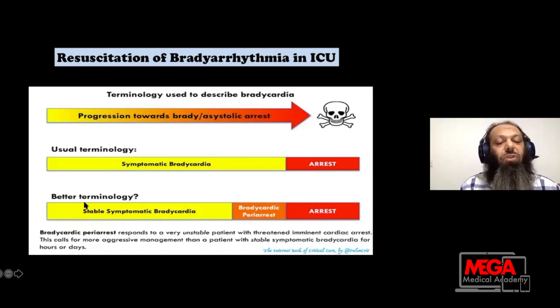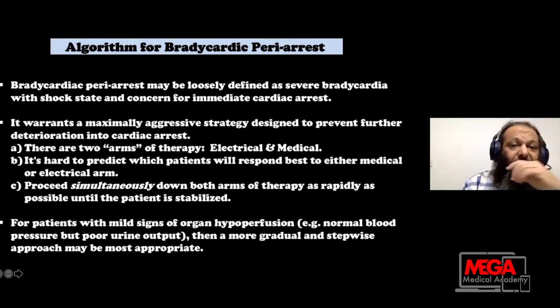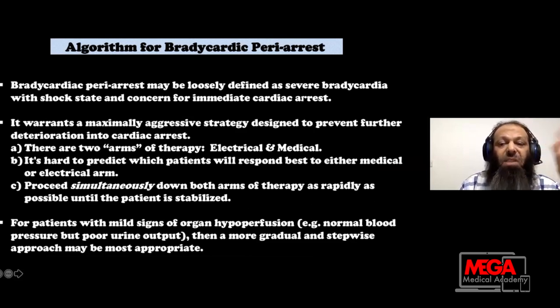So better now to go for a new terminology: you call it stable symptomatic bradycardia, then bradycardic pre-arrest, whatever the bradycardia type, either sinus or junctional or AV block, then the arrest window. Those are the three common windows. And my intervention here is different than here, is different than here. So the bradycardic pre-arrest may be loosely defined as severe bradycardia with shock state, okay? And the concern here is for imminent or immediate arrest. This is why we call it pre-arrest bradycardia or bradycardic peri-arrest. It warrants a maximally aggressive strategy or intervention, which is designed to prevent further deterioration into cardiac arrest.